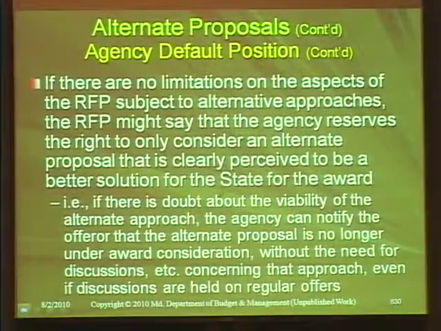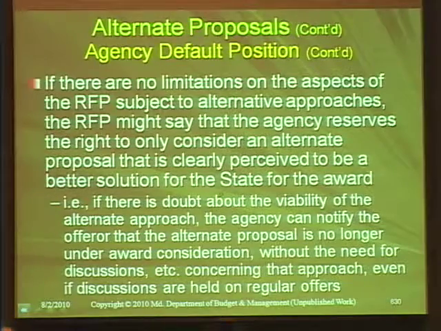There is no limitation on the aspects of the RFP subject to alternate approaches. The RFP might say that the agency reserves the right to only consider an alternate proposal that is clearly perceived to be a better solution to the state for the award, i.e., if there is doubt about the viability of the alternate approach, the agency can notify the offeror that the alternate approach is no longer under award consideration without the need for discussions concerning that approach, even if discussions are held on the regular offer. So you might reject the one and still deal with the other.